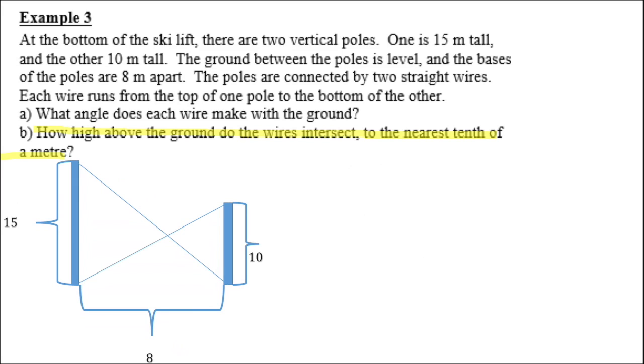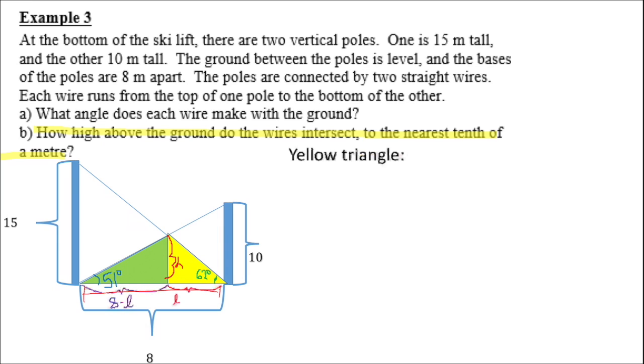Part B, how high above the ground do the wires intersect? To the nearest tenth of a meter. So I'm looking for that. That's H. I'm looking for that height. Now, I know that the full thing is 8, but I don't know what each individual wire is. But I do know the angle. I know that's 62, I know that's 51, and let that be L. And that's 8 minus L.